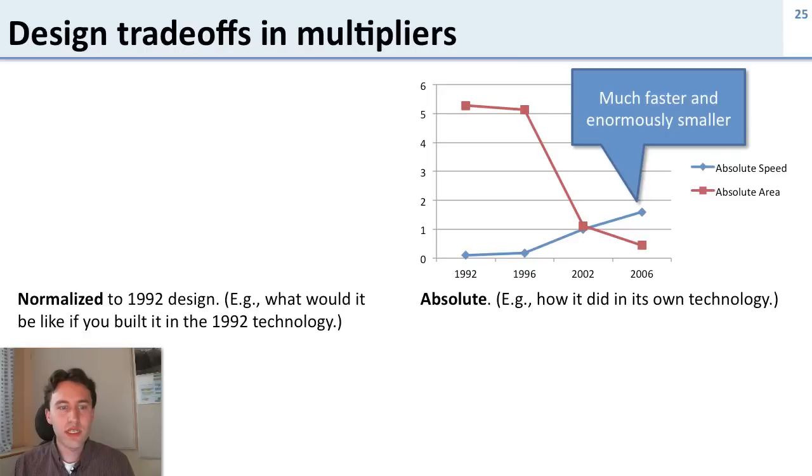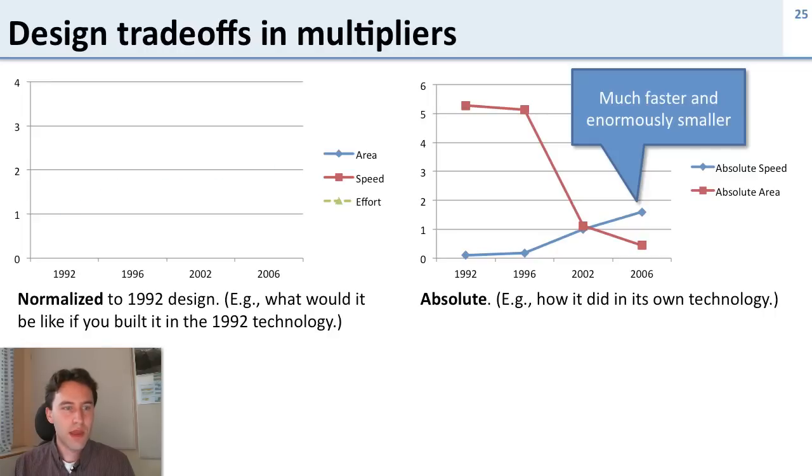What's more interesting is to look at how they're normalized. So if you'd taken each of these multipliers and built them in the same 1992 technology, what would they look like? So in terms of area, what you see is it about doubles. Between 1992 and 2006, we're using twice as many transistors to make a multiplier. If you look at the speed, just due to the changes in how they're designed, they run almost 3 times as fast. So we use twice as many transistors and we get about 3 times the speed up.